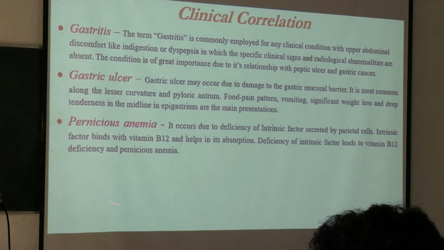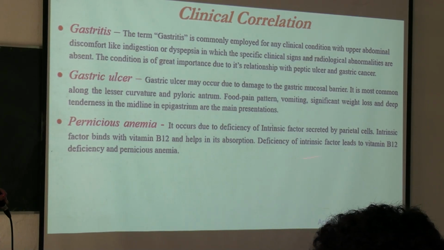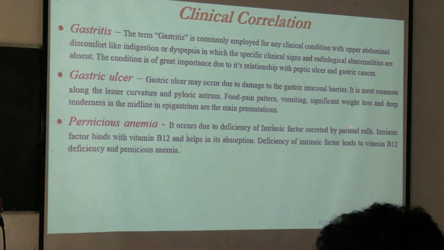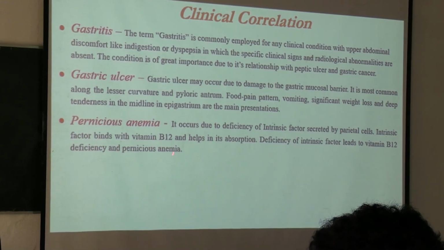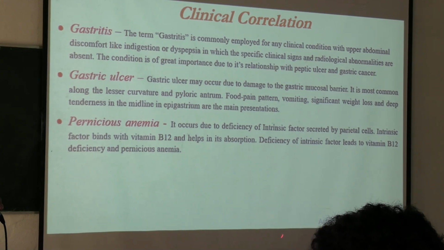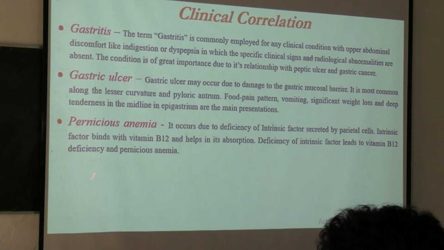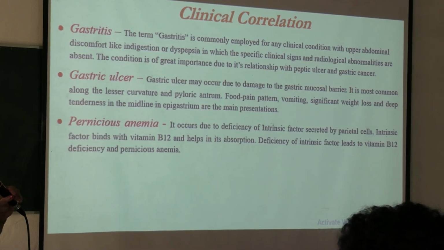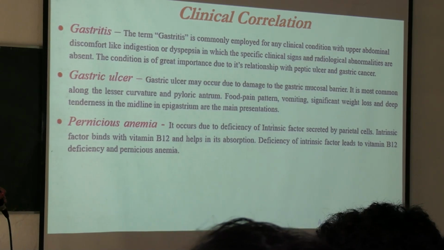And pernicious anemia occurs due to deficiency of intrinsic factor, secreted by parietal cells. Intrinsic factor binds with vitamin B12 and helps in its absorption. Deficiency of intrinsic factor will lead to B12 deficiency and pernicious anemia. Okay, you will read different types of anemia during pathology.